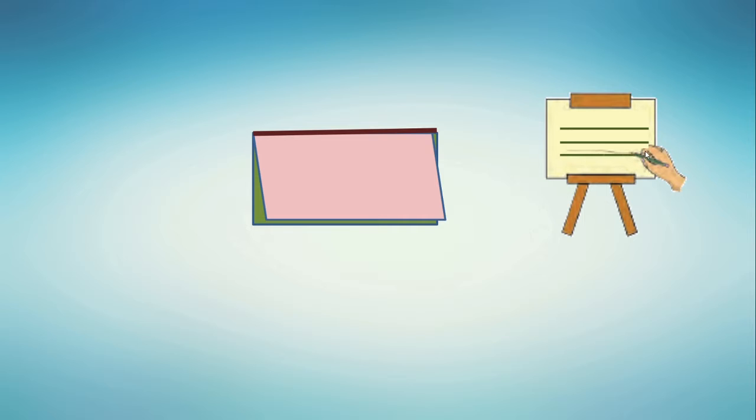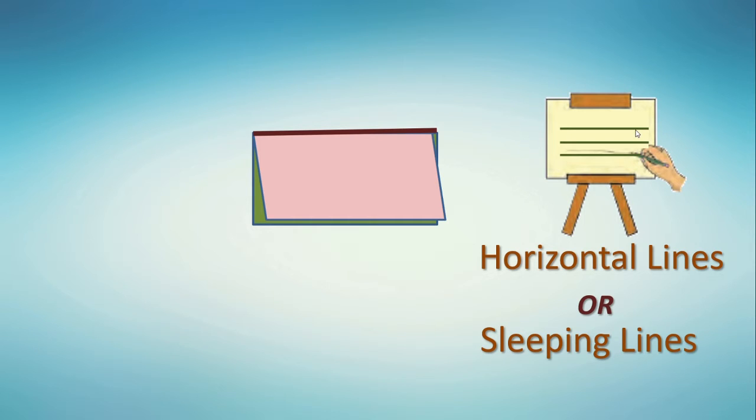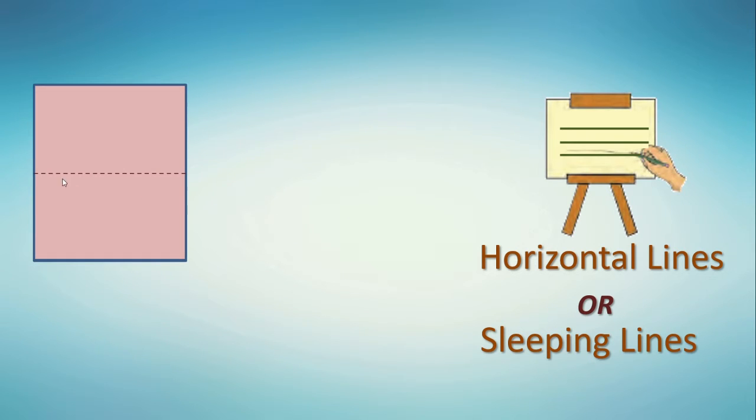One more, and these lines, they move from left to right or right to left. These are called horizontal lines or slipping lines. This is a slipping mode, isn't it? So these are called as horizontal lines or slipping lines. Okay, now if we unfold this paper, then we will get a line in the middle. This line you will get in the middle when we unfold the paper.